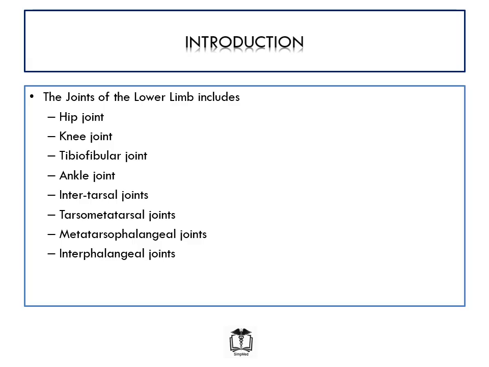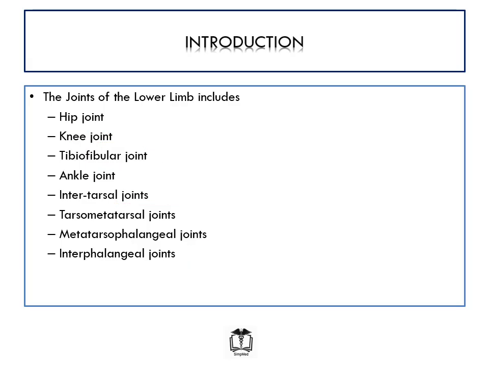Joints are regarded as junctions between two or more bones. In the case of the lower limb, we have a total of about 8 sets of joints. This includes the hip joints between the hip bone and the femur, the knee joints between the femur, the patella, and the tibia, the tibiofibular joint, the ankle joint, and then we have some joints found in the feet, like the intertarsal joint, the submetatarsal joint, the metatarsophalangeal joint, and the interphalangeal joint.